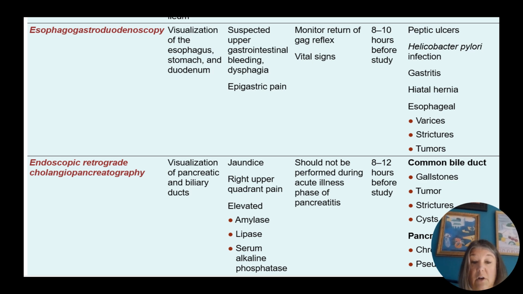All right. So EGD, esophagus, stomach, duodenum, all those things. Hiatal hernias, esophageal varices. Who gets esophageal varices? My drinkers, okay? Causes a lot of problems in the esophagus. And then my ERCP, that's the pancreas and the biliary ducts.